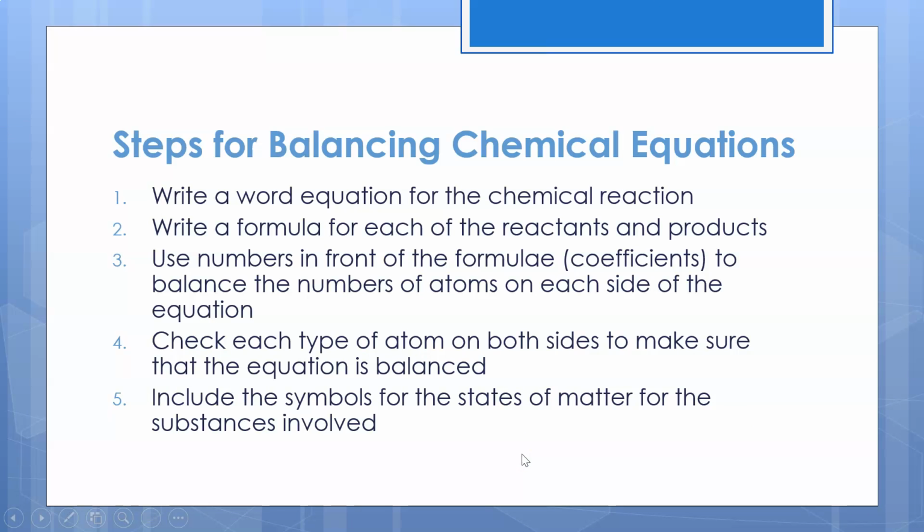So we had steps for writing our balanced equations. Sorry, these are not animated to come up one at a time. So first of all, you write your word equation for the reaction. Then you write the formula for each of the reactants and products. You use your coefficients, so that number in front of the formula, to balance either side. You check that the number of atoms on both sides are balanced, and you include the symbols for the states of matter for substances involved.